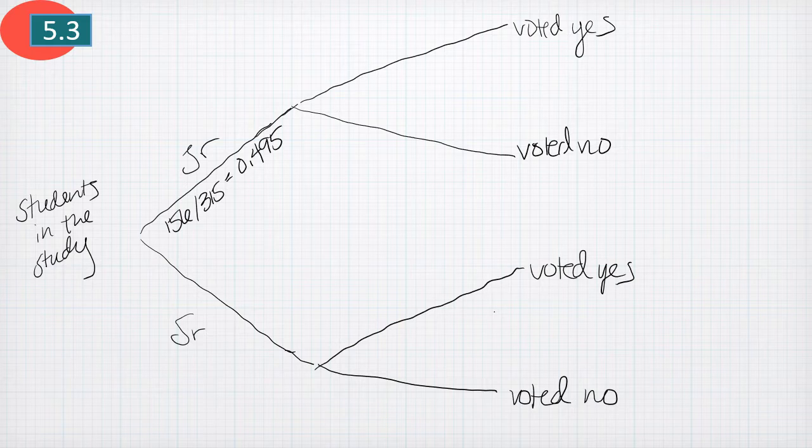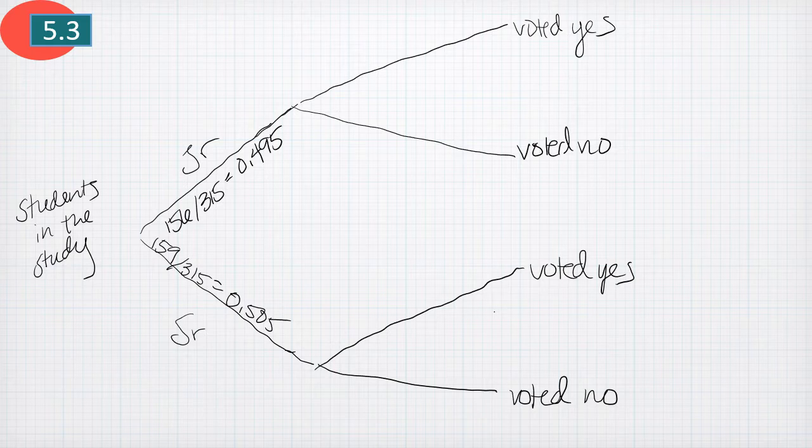For the senior, looking back at the table, I have 159 seniors out of 315 students total, so that proportion is 0.505. So great, I have the proportions of juniors or seniors. So now let's look at that second branch.